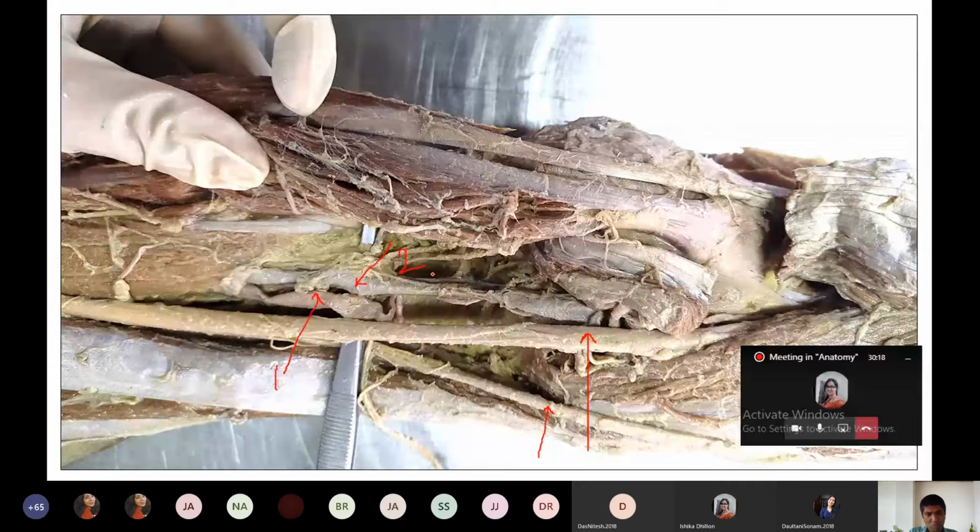Number 1 is which one? Number 2 is which one? Can you tell? One is artery, one is vein. So which one is artery?